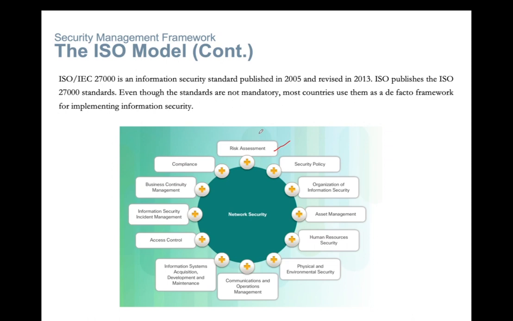The next domain is the communications and operations management domain. This describes the management of technical security controls in systems and networks, which leads to the next domain, information systems acquisition, development, and maintenance. This describes the integration of security into applications. The next domain is access control. This is the most important domain. This describes the restriction of access rights to networks, systems, applications, functions, and data.